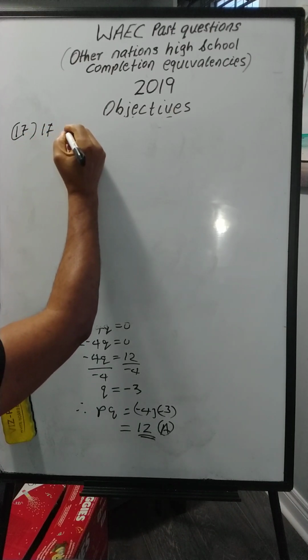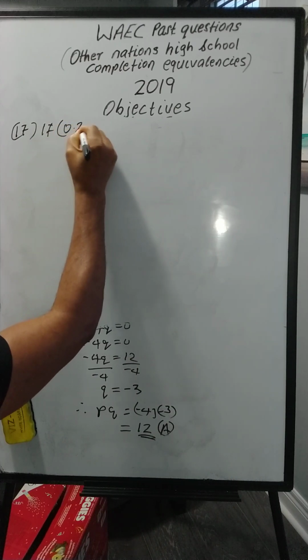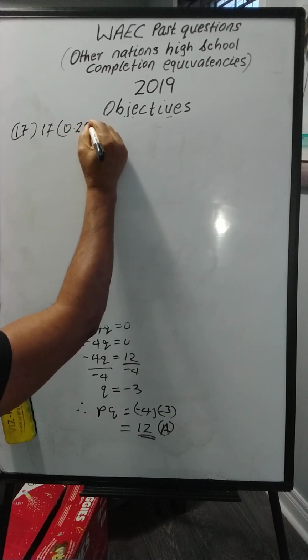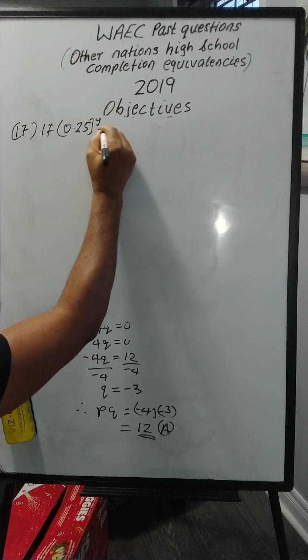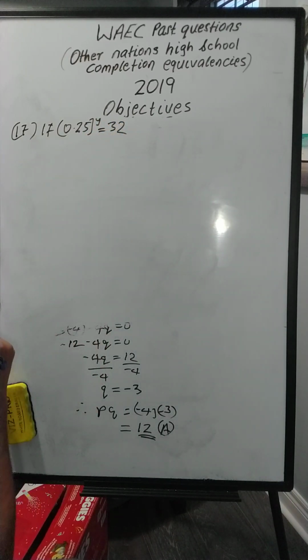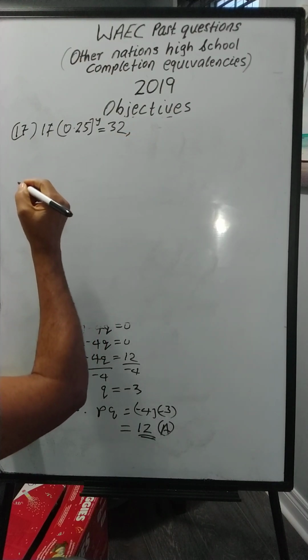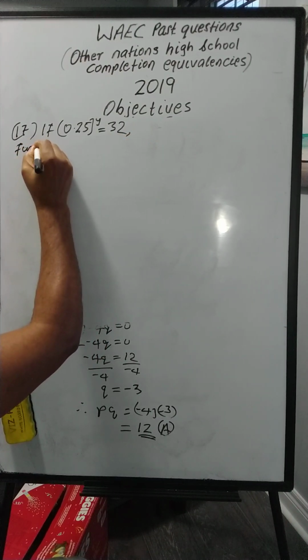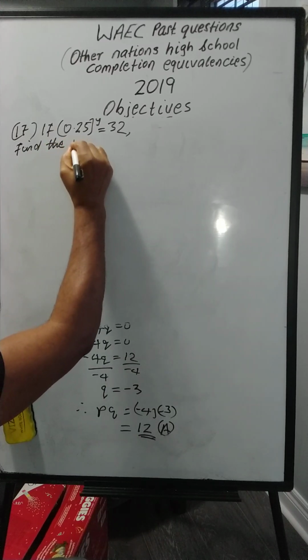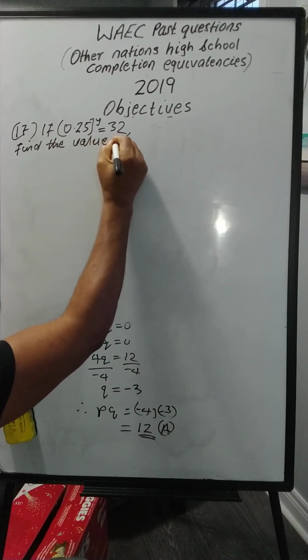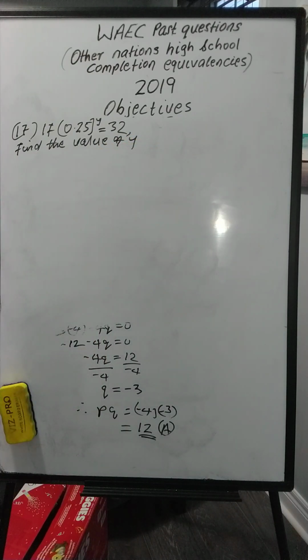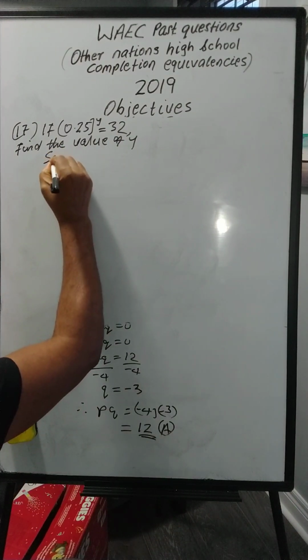If 0.25 raised to power y is equal to 32, find the value of y. Find the value of y. That's for number 17. Solution.